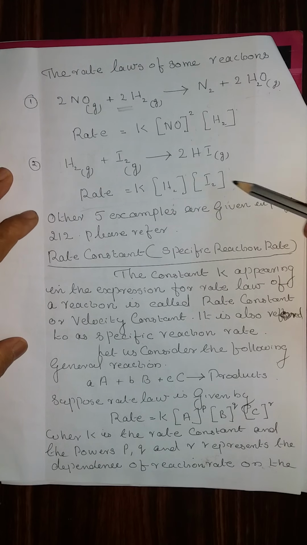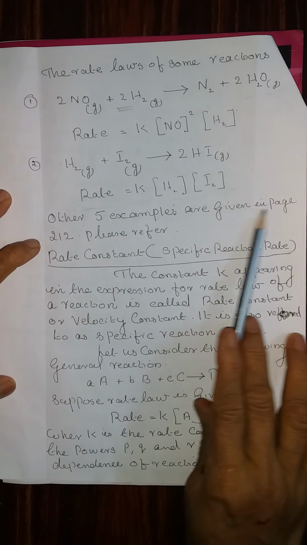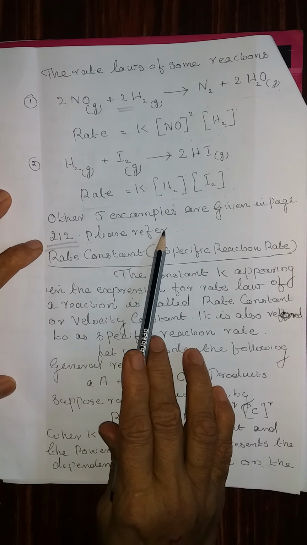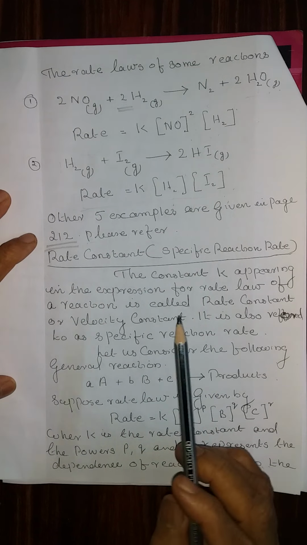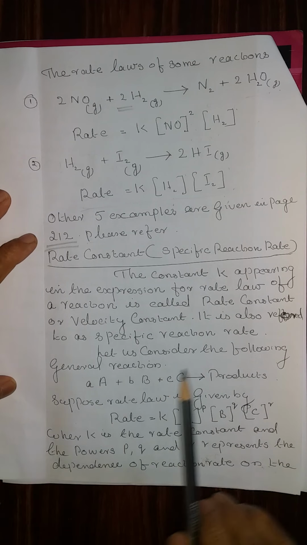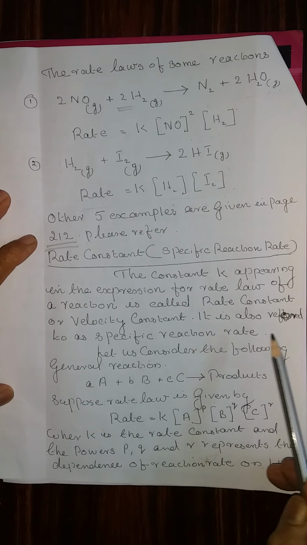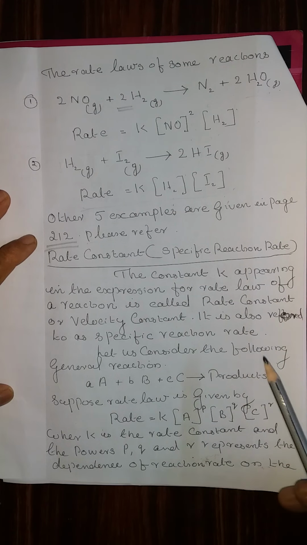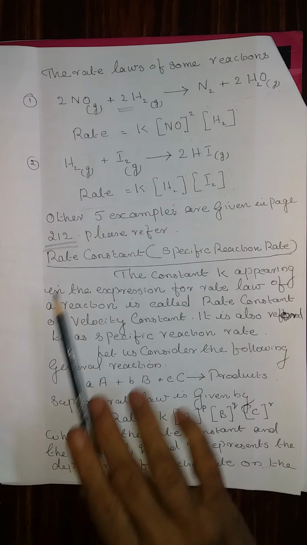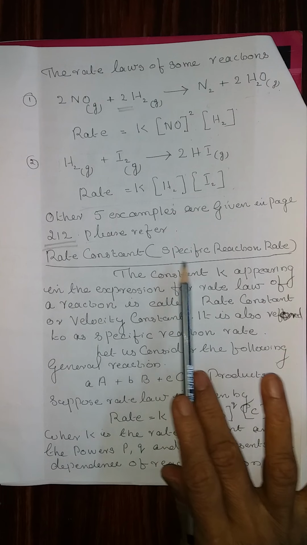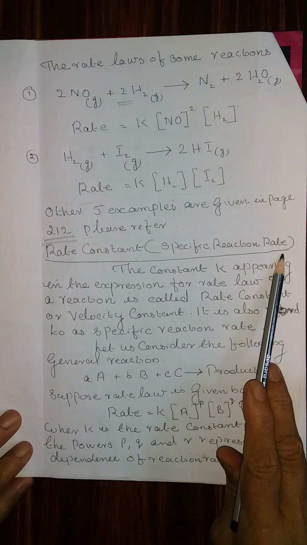That is the result. There are other 5 examples given on page number 212 in the textbook. Please refer and see which chemical reactions are in agreement with the experimental data, the stoichiometric factors given in the chemical equation, and which are not in agreement with the experimental result with the stoichiometric factors of the balanced equation. Next point is rate constant or specific reaction rate.